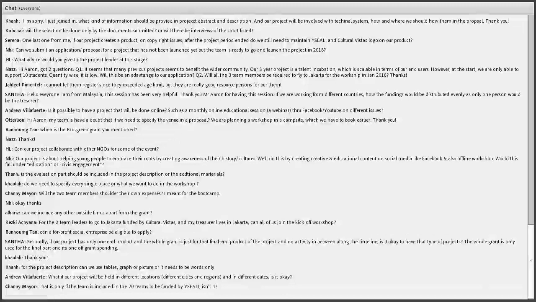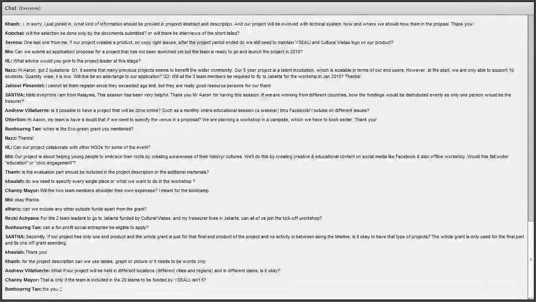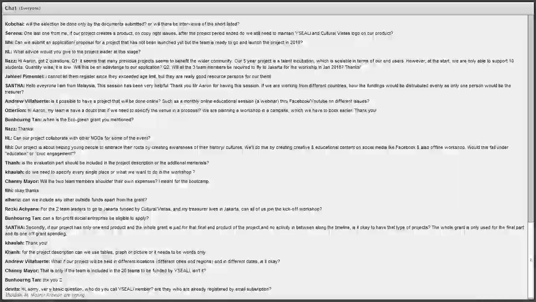Khan is asking, can we use tables, graphs, or pictures, or does it need to be words only? For a project description, it should be words only, and for the additional documents, you can use all those other formats. What if our project will be held in different locations? Is that okay? Certainly. One of the projects this year, Codathon, did different hackathons in different countries and different cities over different times. They had to list it all in their application. As long as you list in your application what you plan to do, that is okay.